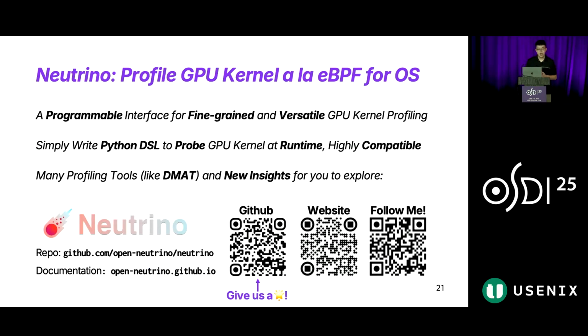As a conclusion, in Neutrino, we envision to profile the GPU kernel like eBPF for the OS kernel. We present a programmable interface for fine-grained and versatile GPU kernel profiling. We allow users to simply write Python DSL to probe the GPU kernel at runtime with very high compatibility. And we bring out many profiling tools like DMAT and many new insights for you to explore.